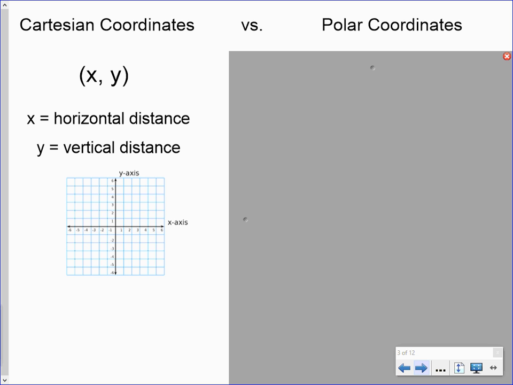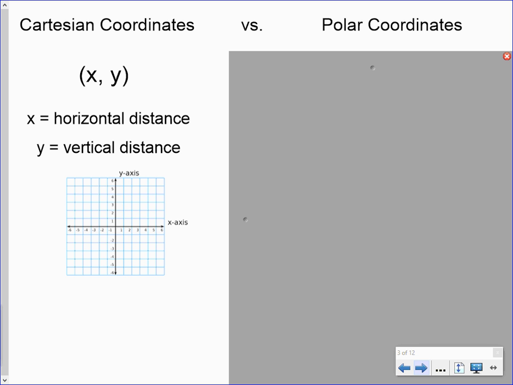X represents a horizontal distance. If X is positive, we know to go right. If X is negative, we know to go to the left. And Y is your vertical distance. When it's positive, we go up. When it's negative, we go down. And there's that coordinate plane that we've been graphing probably since you learned how to graph. Okay. So these are very familiar to us, and we know how to work with Cartesian coordinates pretty easily.